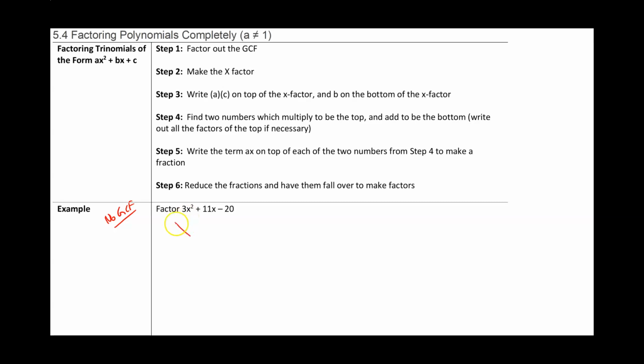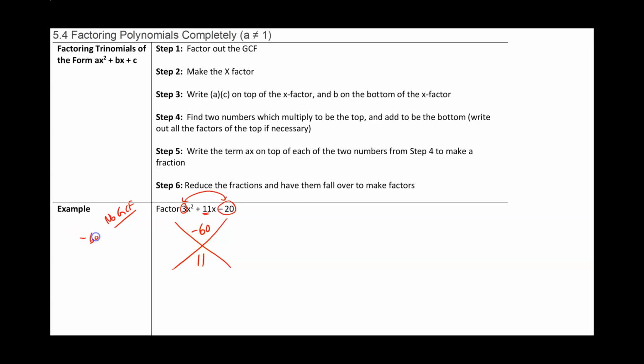Then you make the x factor. In the x factor, you take the first term times the last term. In this case, 3 times negative 20, and we put that on top. So 3 times negative 20 is negative 60. That goes on top. The middle term, 11, goes on the bottom. Then we need to find two terms which multiply to negative 60 and add up to be 11.